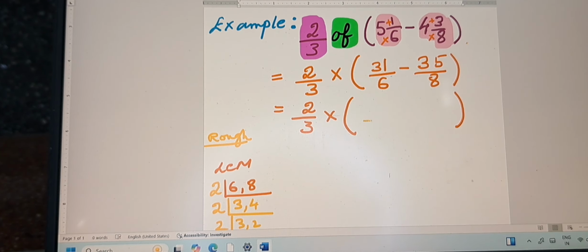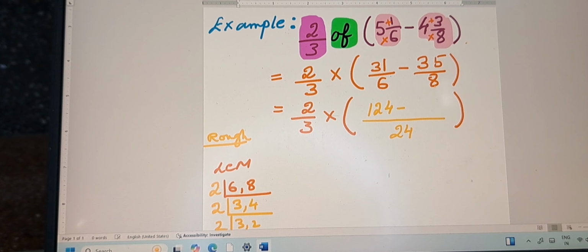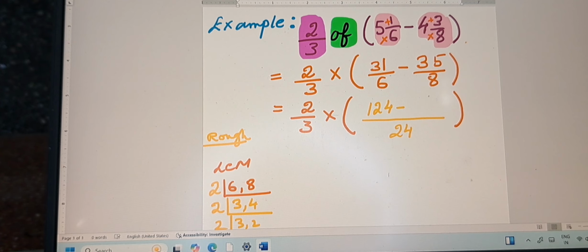So let us write the LCM over here. LCM is coming 24. So 6, how many times 24? 6 4s are 24. So we need to multiply by 31, so the result will be 124. 8, how many times 24? 8 3s are 24. Then we need to multiply by 35. The answer will be 105.